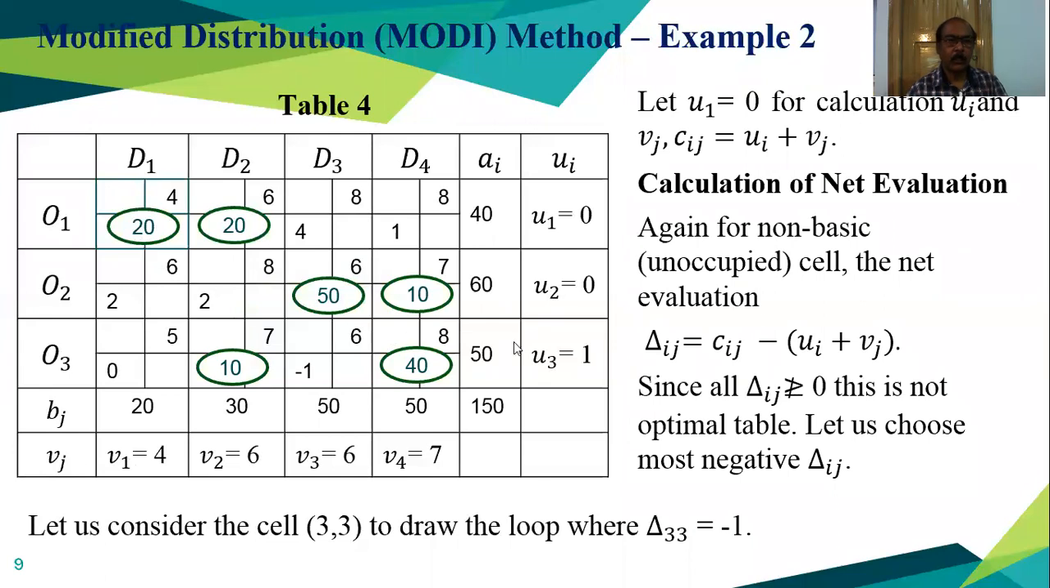Now this is the new allocation, and from the new allocation again we are choosing U1 equal to 0. With the help of that, try to find the values of V1 and V2. So V1 is 4, V2 is equal to 6. Since this is 6 and this is 7, this will be 1. Since this is 1 and this is 8, this would be 7. And this is 7 and this is 7, so this is equal to 0, U2 equal to 0. With the help of this, in the same row there is another allocation. This is 6, this is 0, U2 is 0, so V3 will be 6.